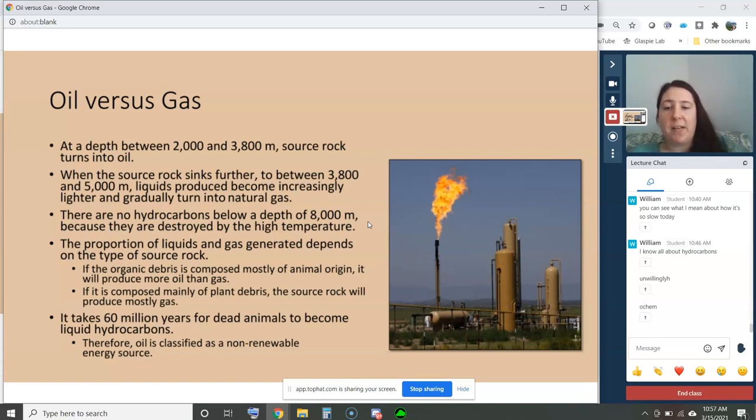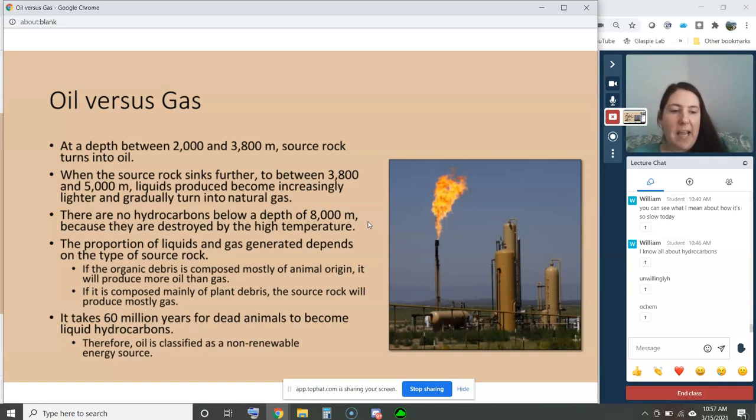Once the source rock sinks below a depth of around 8,000 meters, it's no longer producing hydrocarbons because the temperature at that point is too high. So you get kind of the sweet spot between 2,000 meters and 5,000 meters where that source rock has to sink in order to produce oil and gas.